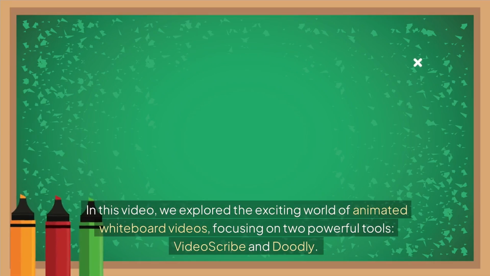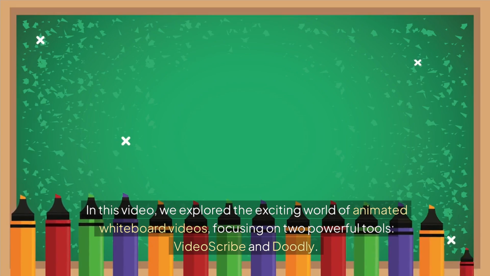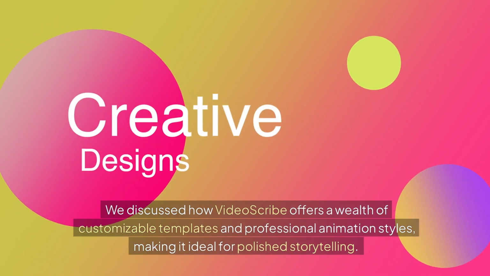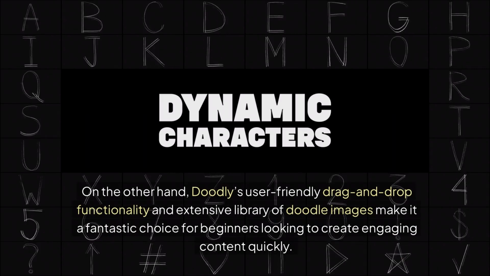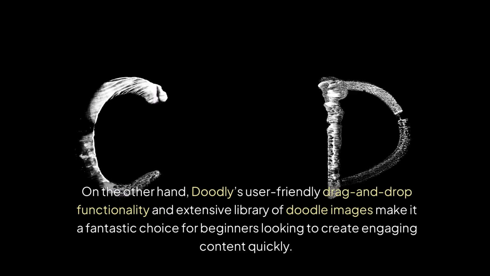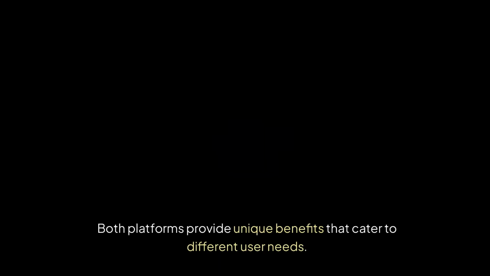Conclusion. In this video, we explored the exciting world of animated whiteboard videos, focusing on two powerful tools, VideoScribe and Doodly. We discussed how VideoScribe offers a wealth of customizable templates and professional animation styles, making it ideal for polished storytelling. On the other hand, Doodly's user-friendly drag-and-drop functionality and extensive library of doodle images make it a fantastic choice for beginners looking to create engaging content quickly. Both platforms provide unique benefits that cater to different user needs.